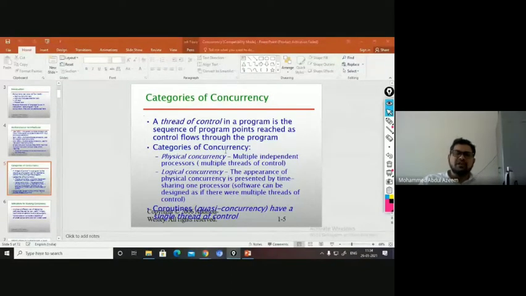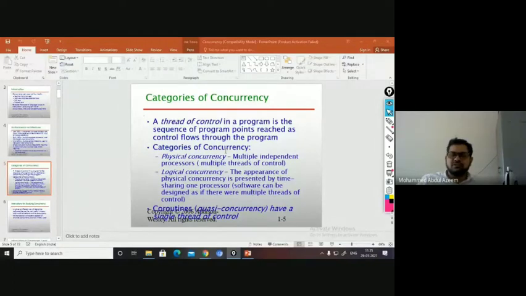So in physical concurrency, what happens? You will have multiple threads of control. It means you have multiple independent processors, and each processor can have multiple tasks at the same time to execute. It means you need to have a thread of control for each of these, right? So the thread of control associated with each independent processor will take care of scheduling the tasks that are required to get executed through that respective independent processor.